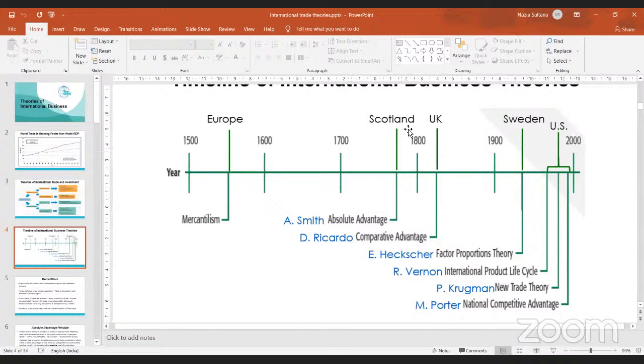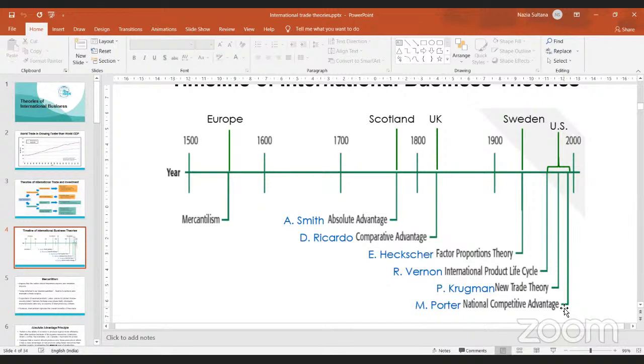So you see in Scotland and in UK, you have Adam Smith's theory of absolute advantage between 1700 to 1800, and then you have David Ricardo's comparative advantage in UK. Then you have in Sweden and US the theories which came later, most of them coming from US, right from the international product life cycle, Krugman's theory, and the competitive advantage theory of Michael Porter. Michael Porter, you probably must have studied in other areas also. There, Michael Porter's five forces theory, entry and exit, those things you talk about.